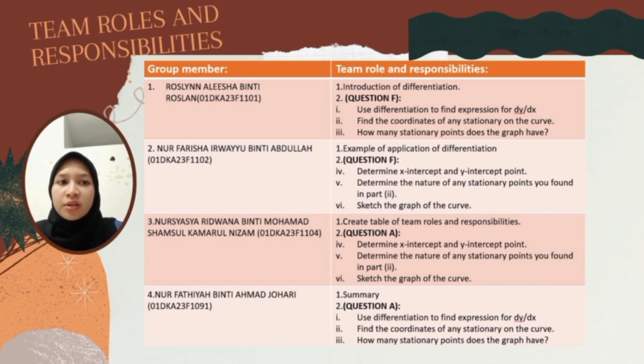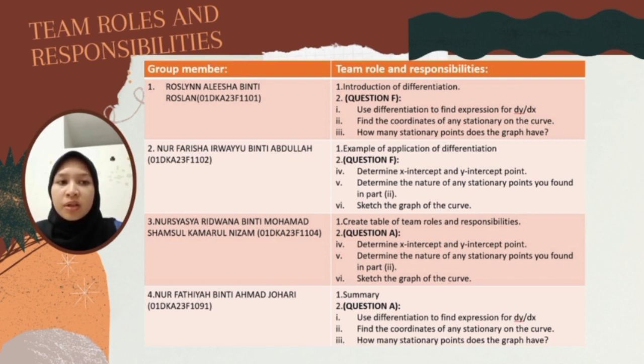Number 4, determine the x-intercept and y-intercept points. Number 5, determine the nature of any stationary points you've found. Number 6, sketch the graph of the curve. Then, that will be me. I will create the table of team roles and responsibilities, and I will answer question A.